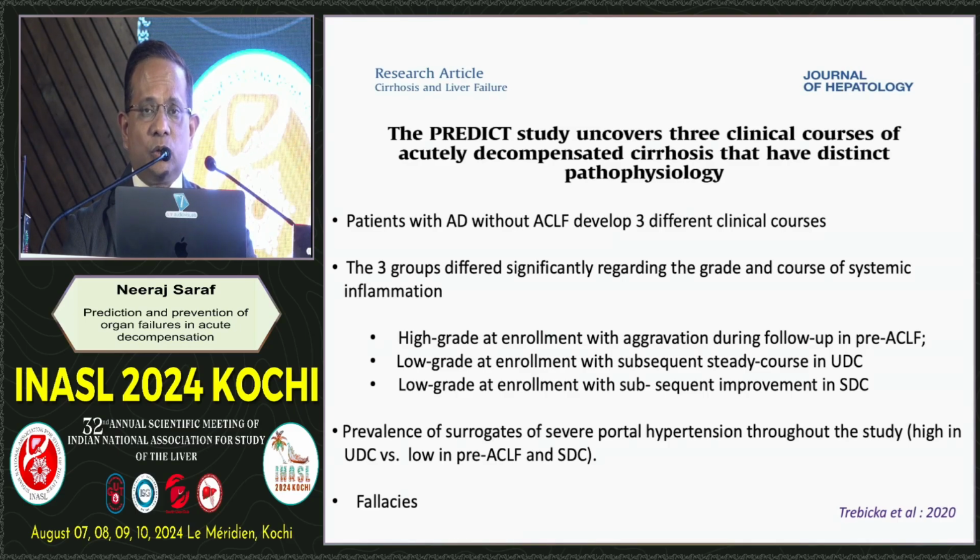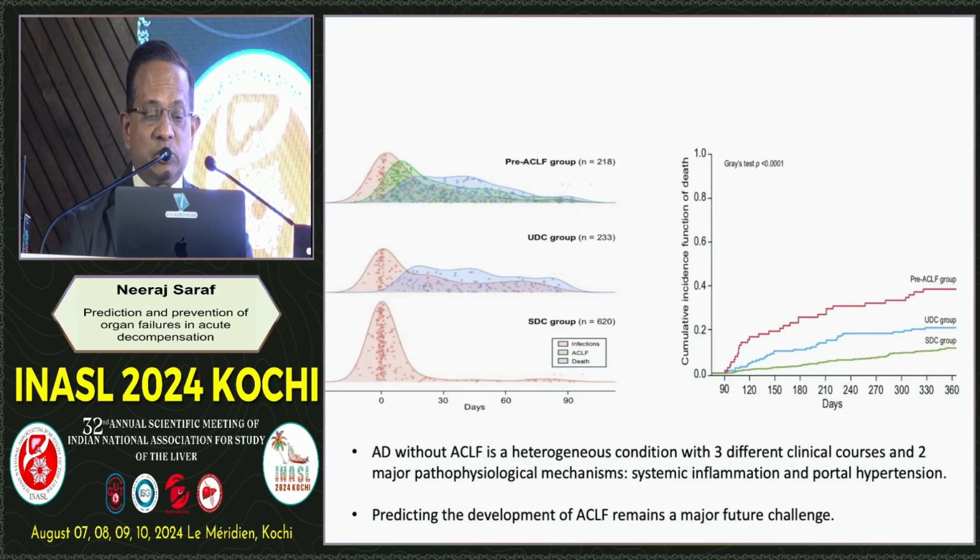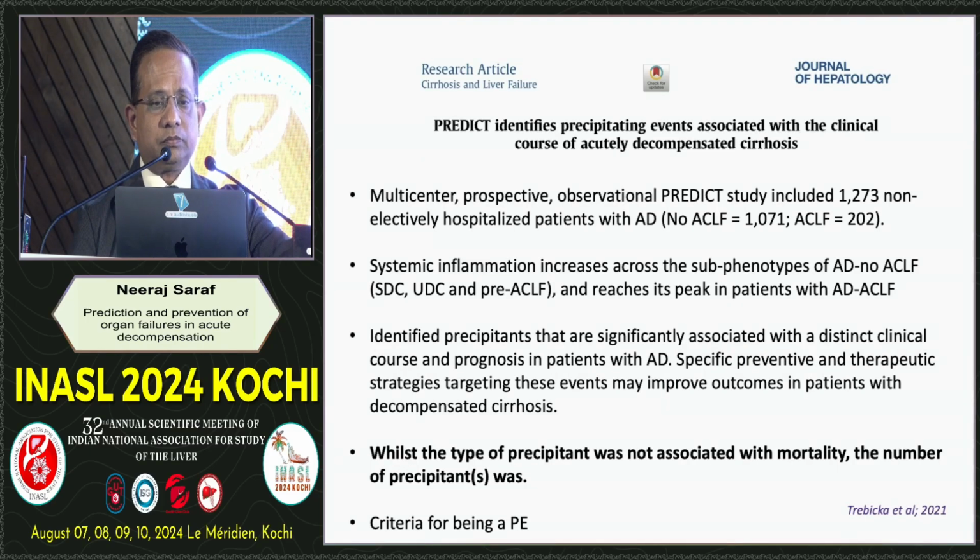So portal hypertension, only surrogate markers were used, and it was also questioned whether TLC and CRP are really reliable in patients with liver cirrhosis and hypersplenism. So again, the same study, acute decompensation without ACLF is a heterogeneous condition, and the pre-ACLF group obviously had a much higher incidence of infections, ACLF, and death. And there was significantly higher mortality, as you can see in the pre-ACLF group as compared to the other groups.